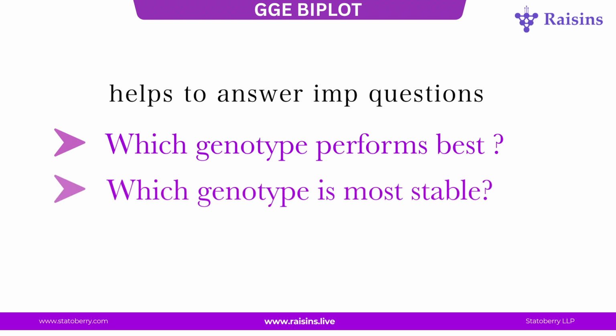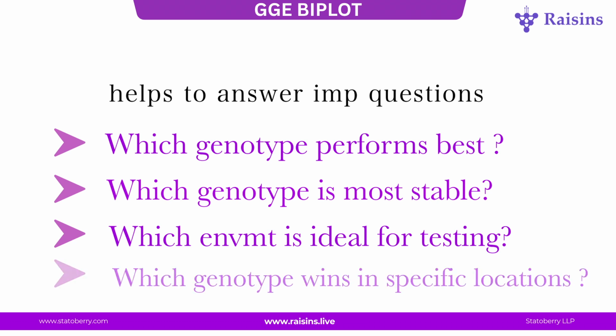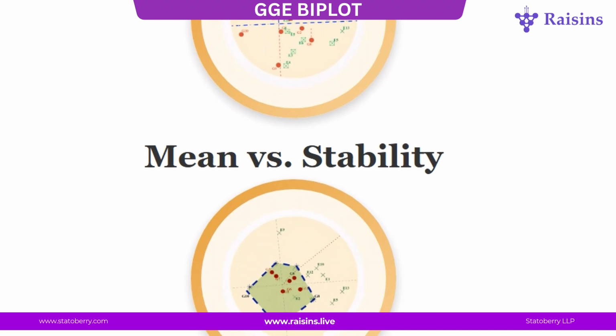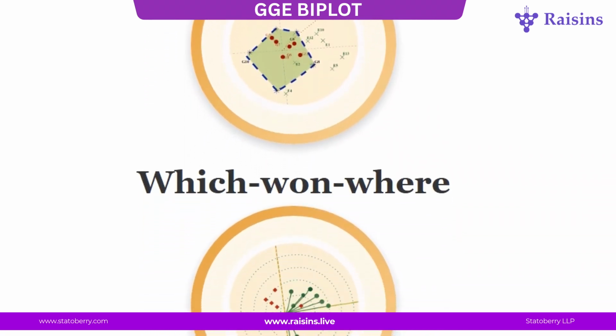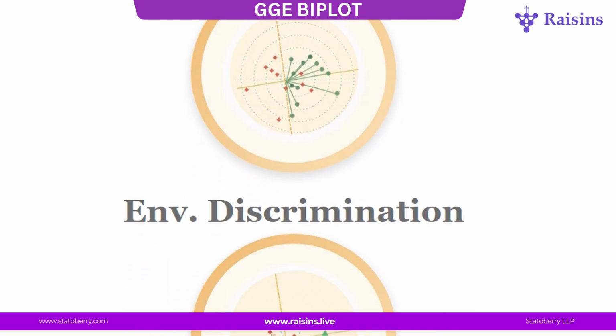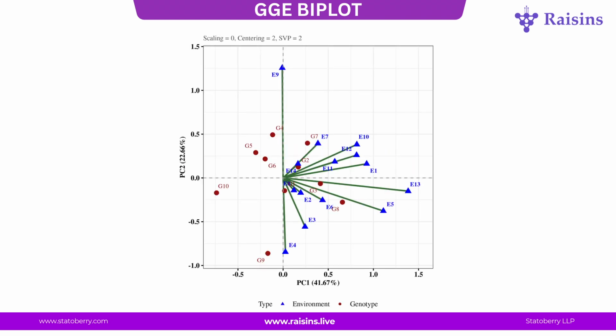Which genotype is most stable? Which environment is ideal for testing? And which genotype wins in specific locations? The GGE Biplots are of different types, like mean versus stability, which-won-where polygon view, genotype ranking, and environment comparison. Now let's interpret the GGE Type 1 Biplot for grain yield with an example from RAISINS.